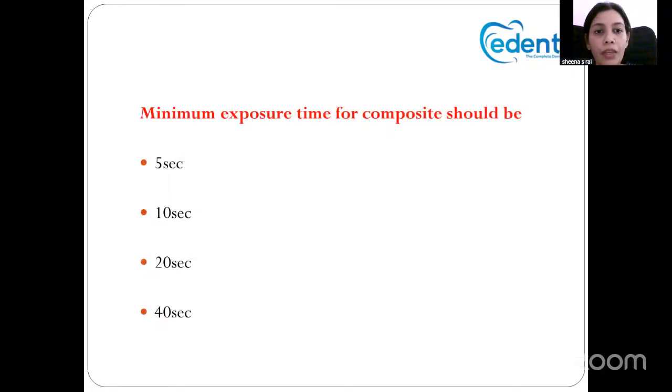Next question: minimum exposure time for composite should be. This is very important, because sometimes we might get confused. We cure the light for 10 seconds or 15 seconds. No, that is not the answer. They are saying we can simply cure it slightly. To what point can we cure such that it sets completely? So it is 40 seconds. Never get confused. What is the minimum exposure? How much exposure can a composite attain before it enters into a solid phase? That is 40 seconds, not like the 50 seconds curing time which we take. Please don't keep that in mind. This is the minimum exposure time for composite. It should be 40 seconds.